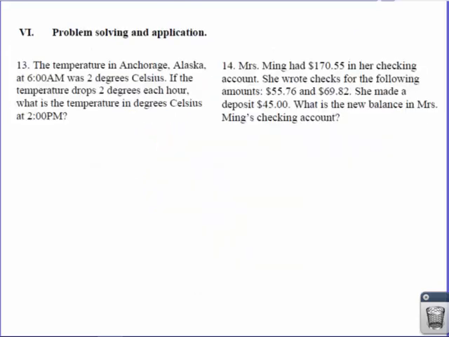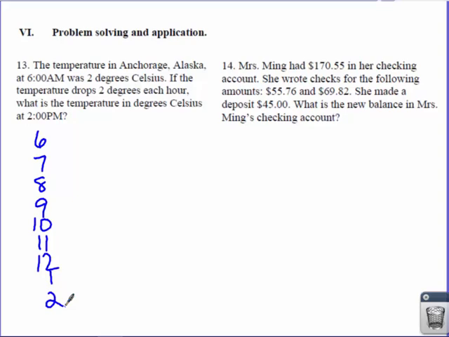Number 13, the temperature in Anchorage, Alaska at 6 a.m. was 2 degrees Celsius. If the temperature drops 2 degrees each hour, what is the temperature in degrees Celsius at 2 p.m.? Okay, so the first thing that we need to know is how many hours are we talking about here? So we look at 6 a.m., and then 7, 8, 9, 10, 11, 12, and then 1 and 2.